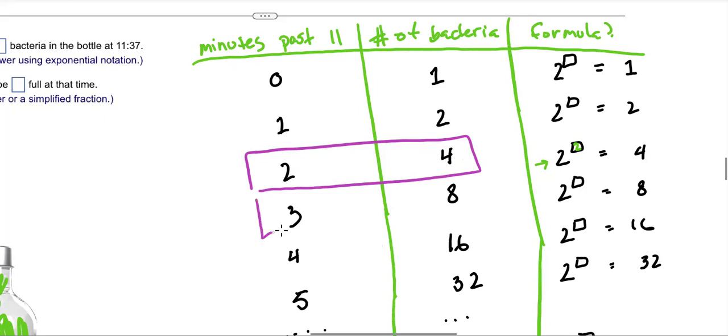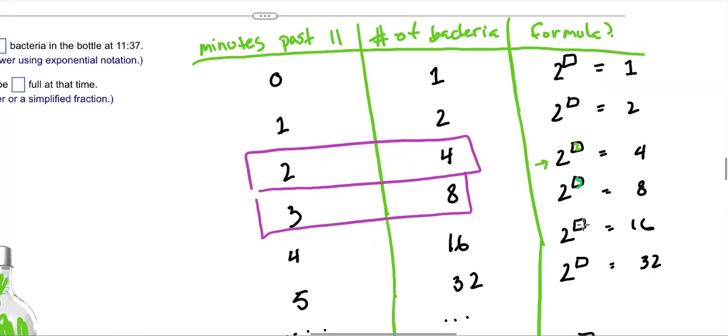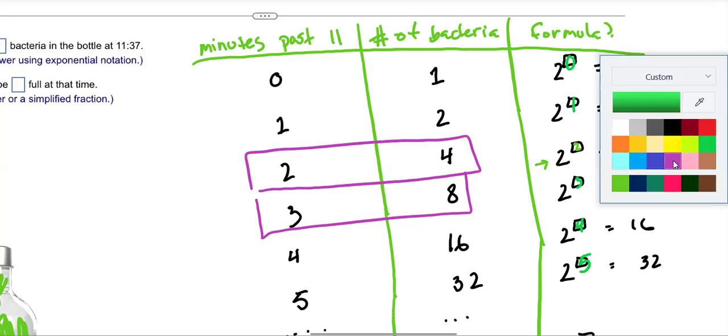If we do 2 to the power of 3, do we get 8? You can grab a calculator, and you should see that, yeah, 2 to the power of 3 is 8. 2 to the power of 4 is 16. 2 to the power of 5 is 32. Sorry, this looks terrible, but the math's working. And 2 to the power of 0 is 1, and 2 to the power of 1 is 2. So it looks like if we take 2 as our base and raise it to the number of minutes past 11, we get the bacteria in the bottle at that time.